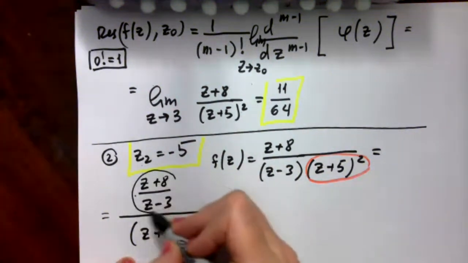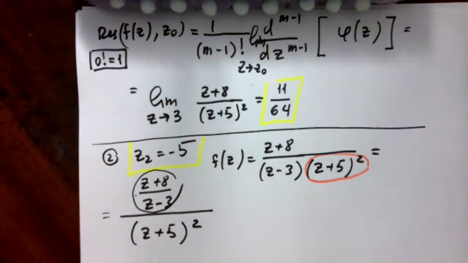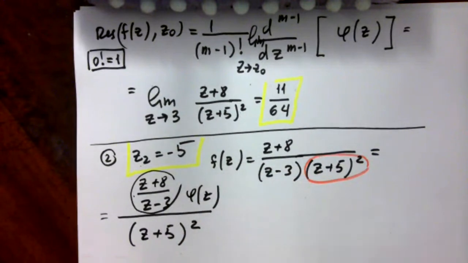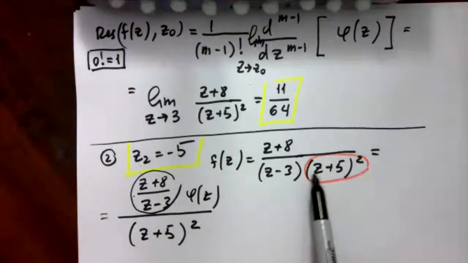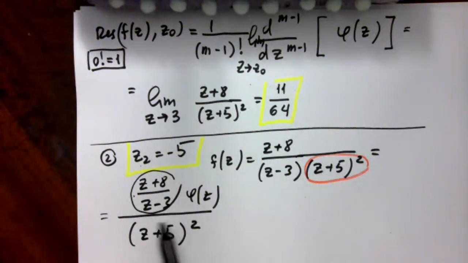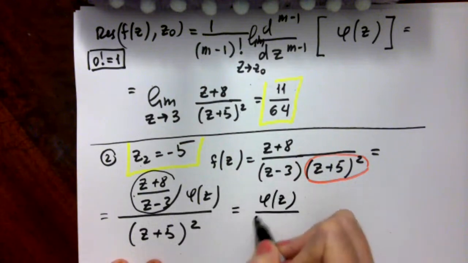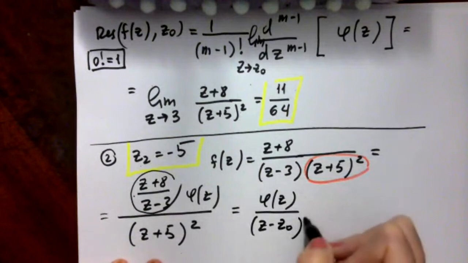So it looks like this guy is going to play the role of phi of z in the theorem. As you can see, I'm playing around with the same function, and every time the role of phi of z goes to a different expression, because I'm adjusting my function to be suitable to my current needs. So now my need is to deal with minus 5. That's why I'm interested to have the expression responsible for minus 5 in the denominator, and all the rest should be phi of z.